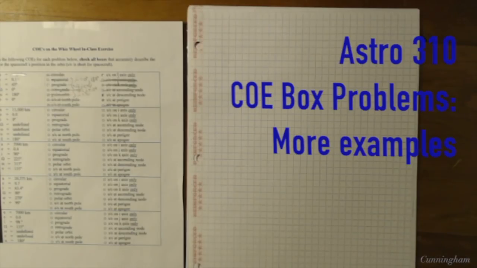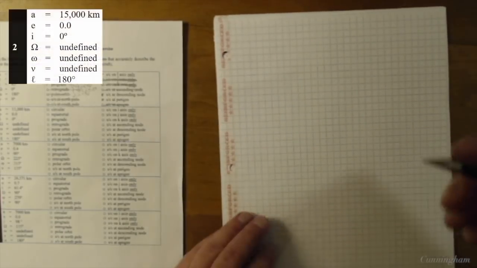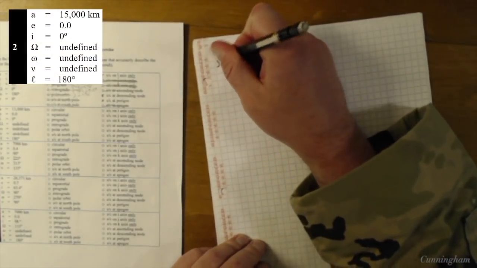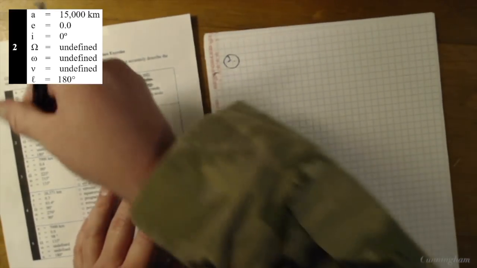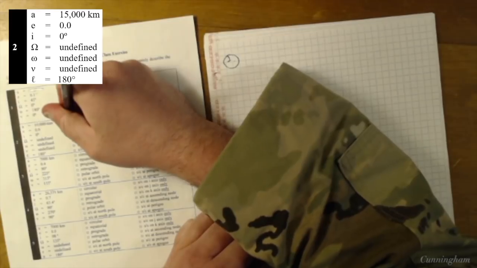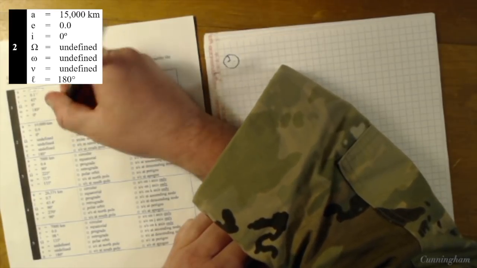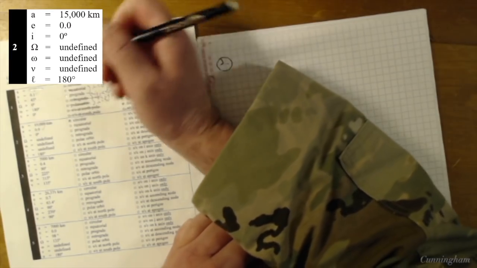All right, let's tackle problem number two. So this one's got some exotic things going on. Again, our semi-major axis being 15,000. Nice to know. Whatever. Eccentricity of exactly zero. Oop, alarm bells. Okay, so that means I have a circular orbit. Aha. Okay, that's all it can tell me for the box problems.